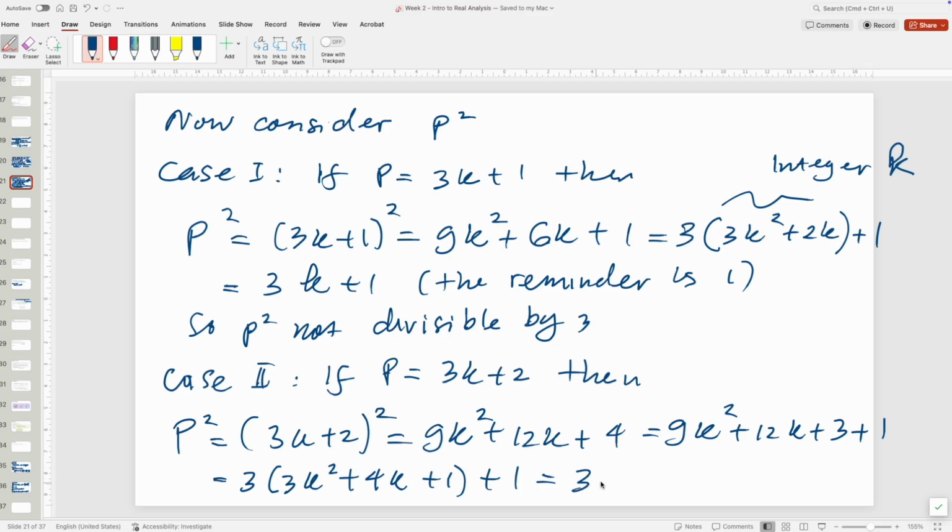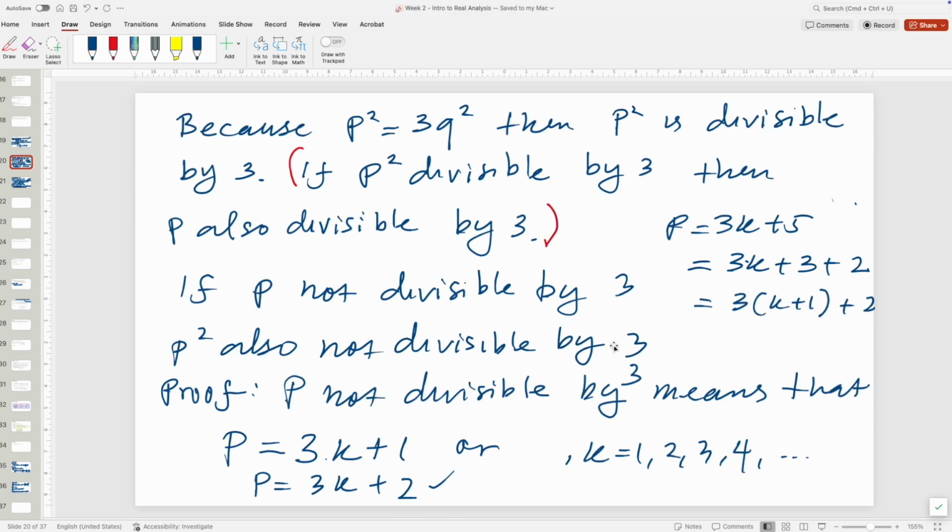But this one is another integer, right? So 3k again, another integer with a different number. I assume it's a different k from this k, yeah? Plus 1. Again, the remainder is 1. So p square is not divisible by 3. Okay, it proves this statement, yeah? If p square is divisible by 3, then p is also divisible by 3. To prove this, use the contrapositive. That is, if p is not divisible by 3, then p square is also not divisible by 3.